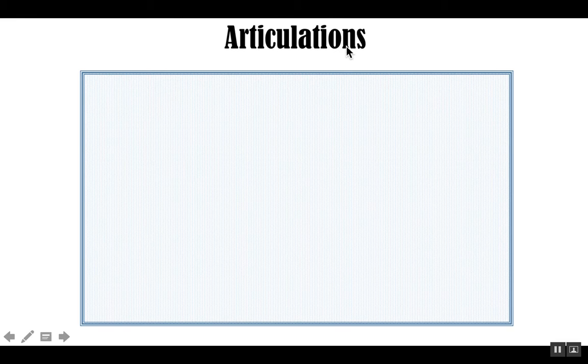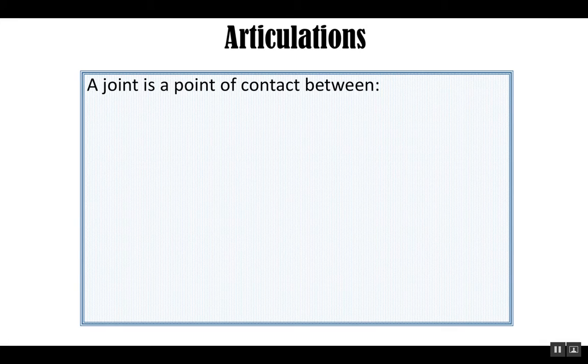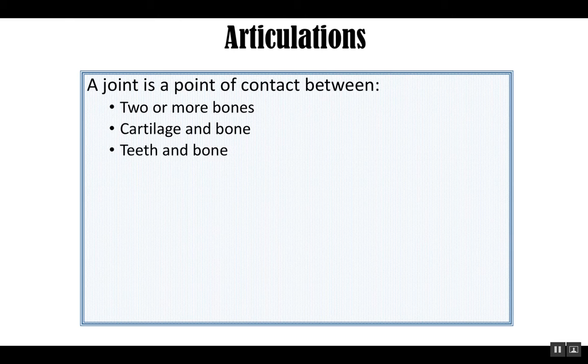So to articulate is to connect with something. So an articulation is a connection, typically between two bones, but articulations can also be teeth to bone, or cartilage to bone. So let's look at some basic introductions to a joint. Again, they could be two or more bones that come together, cartilage and bone, or teeth and bone.